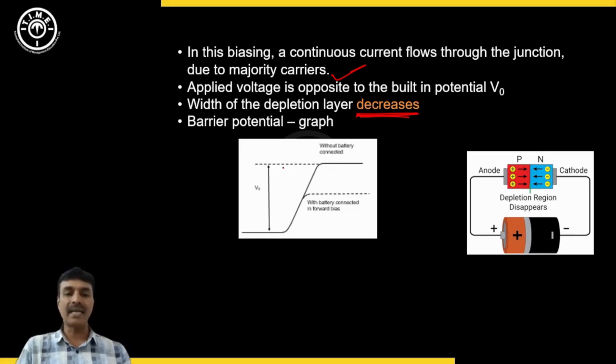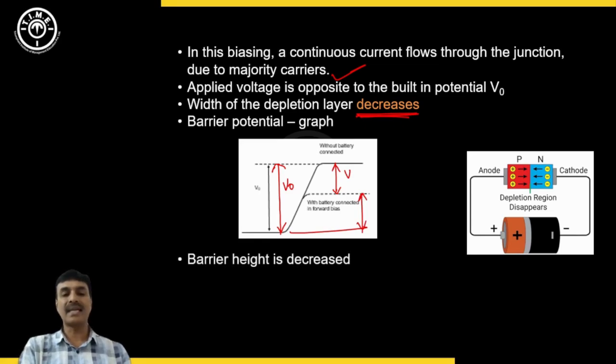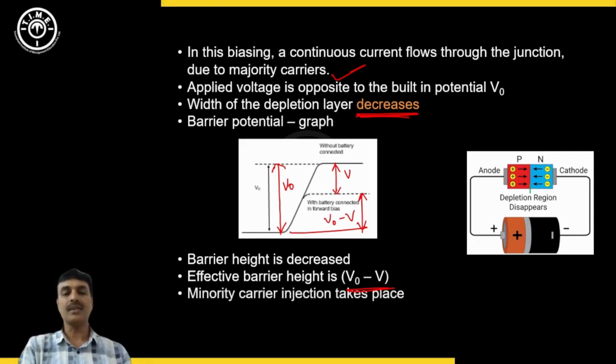The barrier potential graph looks like this. Without the battery connected, this is the potential difference V0. But when the battery is connected, the potential difference decreases by this value V. So the effective height of the barrier potential becomes V0 minus V. The barrier height is clearly decreased, and the effective barrier height is V0 minus V. Majority carriers conduct the current in this case. Minority carrier injection takes place in forward bias mode.